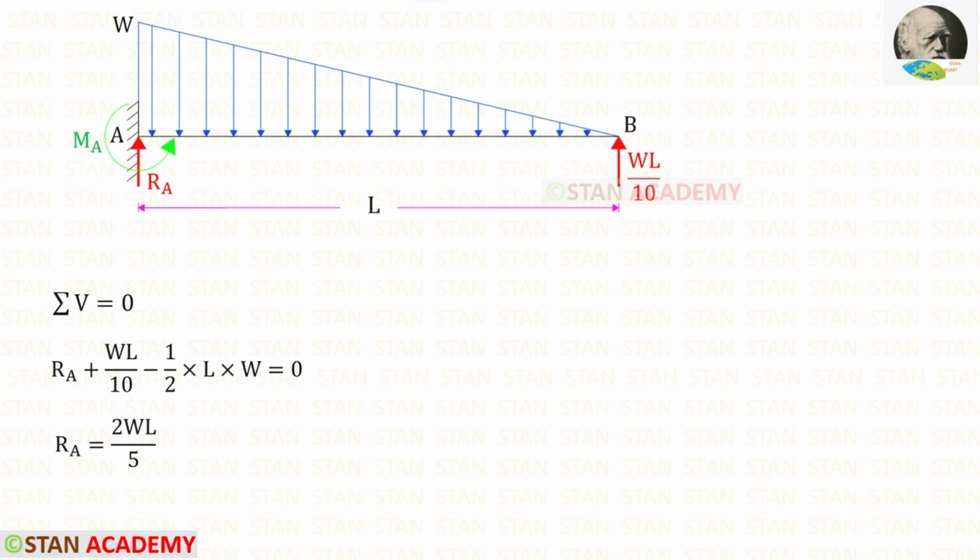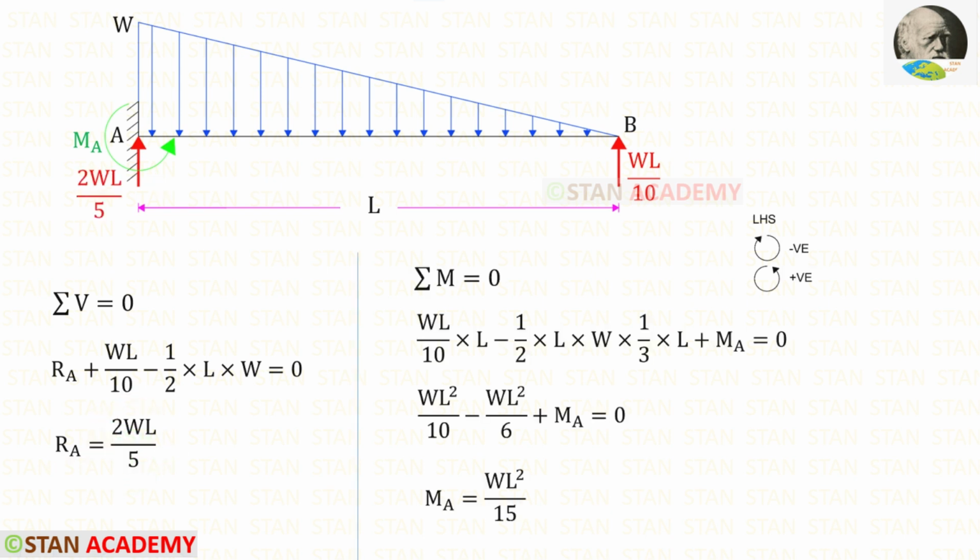Now let us apply the rule sigma V is equal to 0 and find RA. RA and RB are acting upwards, so both of them are positive. The uniformly varying load is acting downwards, so it will be negative. Here the total load is the area. We know the area formula of a triangle, half into BH. Here the breadth is L and the height is W. So half into L into W. In this way we can find RA, which is 2WL upon 5.